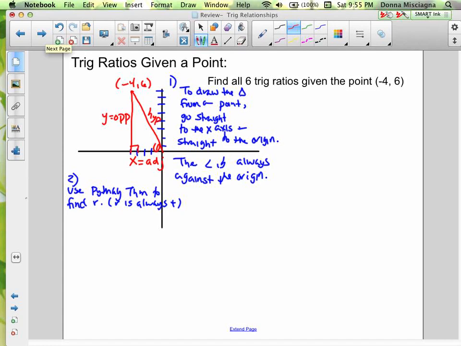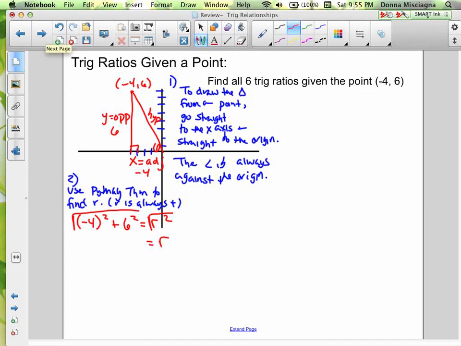All right, so we know what x is. x is -4. That's the adjacent side. We know what the opposite side is. That's 6. What we don't know is r. So we're going to use the Pythagorean theorem to find r, and as a reminder, r is always positive. So we have -4 squared plus 6 squared equals r squared. If you took a square root of both sides, you have r.